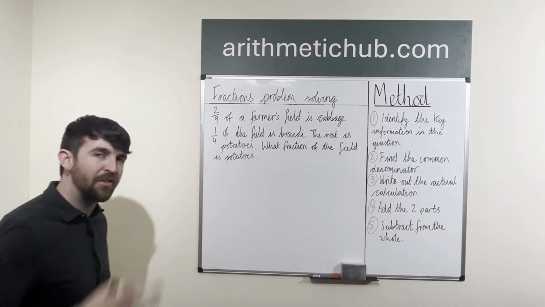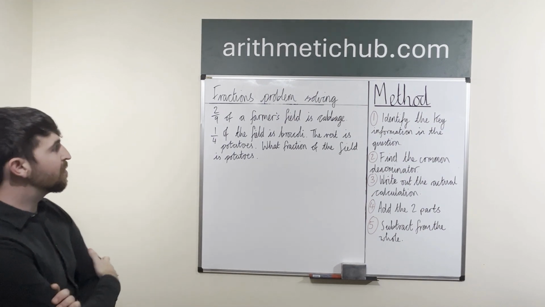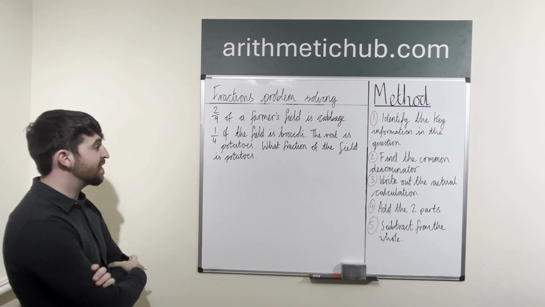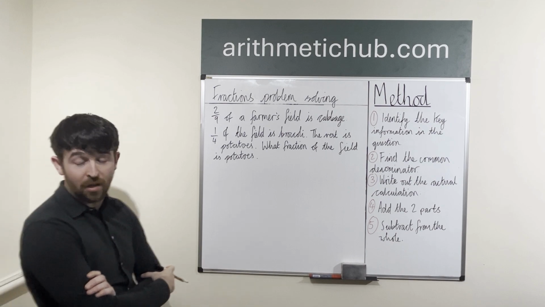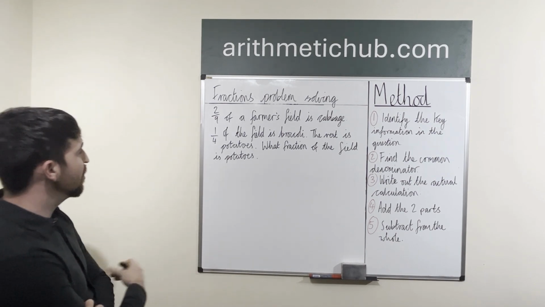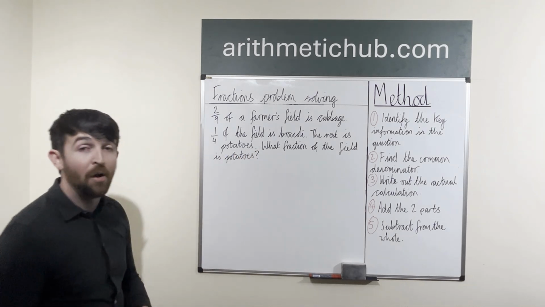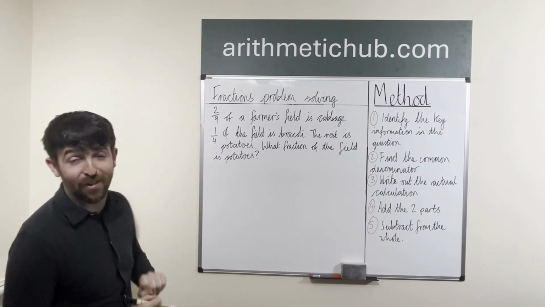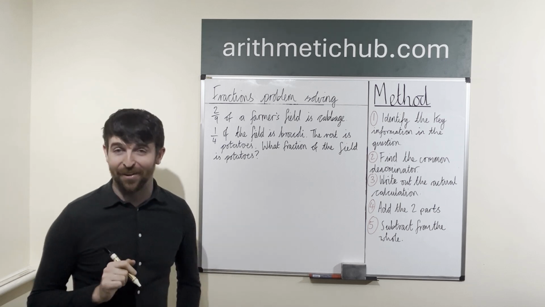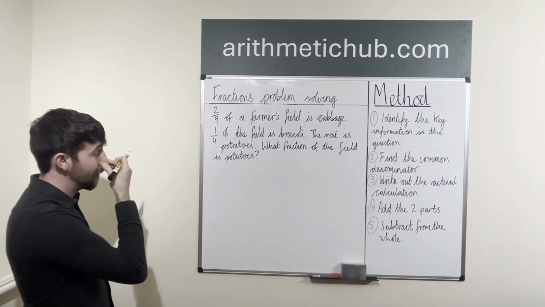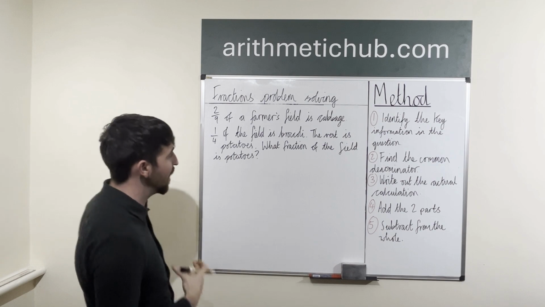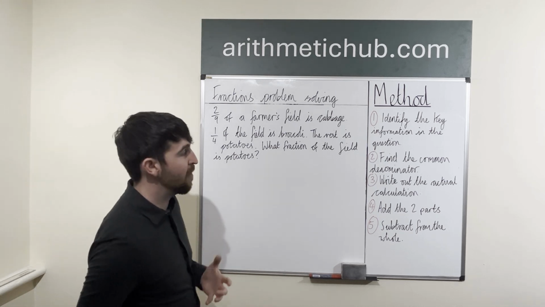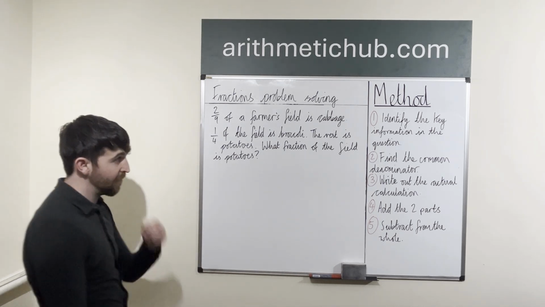So, we start off with a question this time. 2/9 of a farmer's field is cabbage. A quarter of the field is broccoli. The rest is potatoes, boil them, mash them, stick them in a stew. What fraction of the field is potatoes? Now, first things first, I'm not a farmer. I don't have a clue if you can grow cabbage, broccoli and potatoes in the same field. I doubt that you can, but that's not what the question's asking. The question is basically asking you to pick apart this key fraction information and solve a missing number fraction question. So, let's have a look at the method.